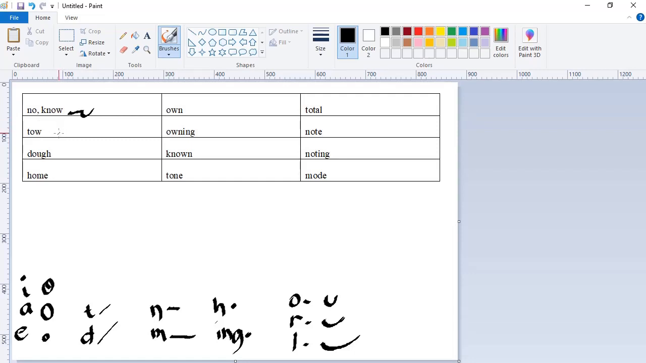Toe. Now, what do we have in toe? It's T and O. So, where is our T? It's a slanting line. And where is our O? It's an upward hook. So, when we put it together, it should look like this.